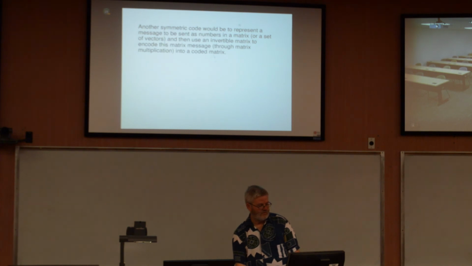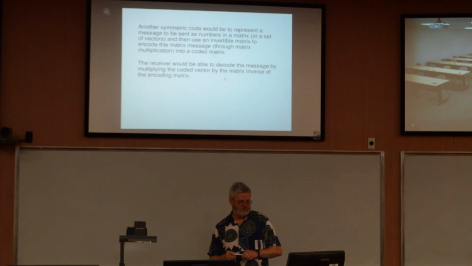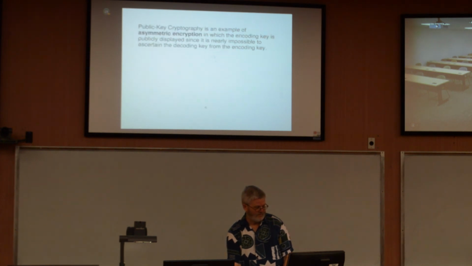Another symmetric code would be to represent a message to be sent as numbers in a matrix or a set of vectors, and then use an invertible matrix to encode the message through matrix multiplication. And that would be symmetric, because if you knew how to encode it, you could find the inverse of the matrix and then decode it. So the code would be vulnerable.